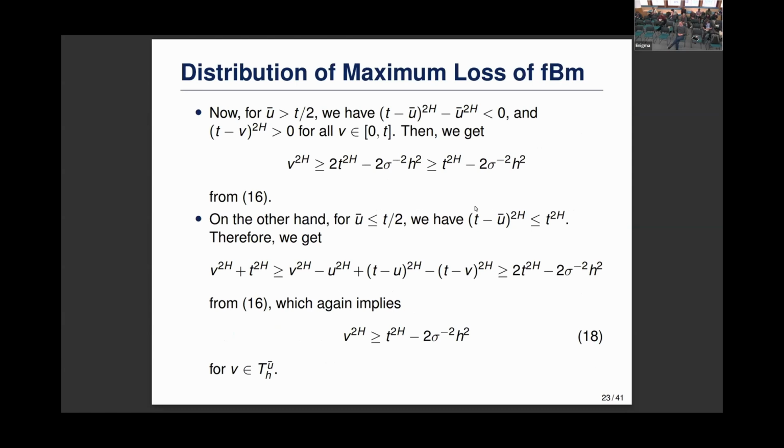Now, if we fix the u bar for a value being greater than t over 2, then we have this term negative, this term positive. So that gives us v to t 2H being greater than such a bound. And on the other hand, if we fix the u bar for a value being less than t over 2, then we still have the same lower bound as the previous one. So for any u bar, this is the characterization of this T_H u bar for a value of v.